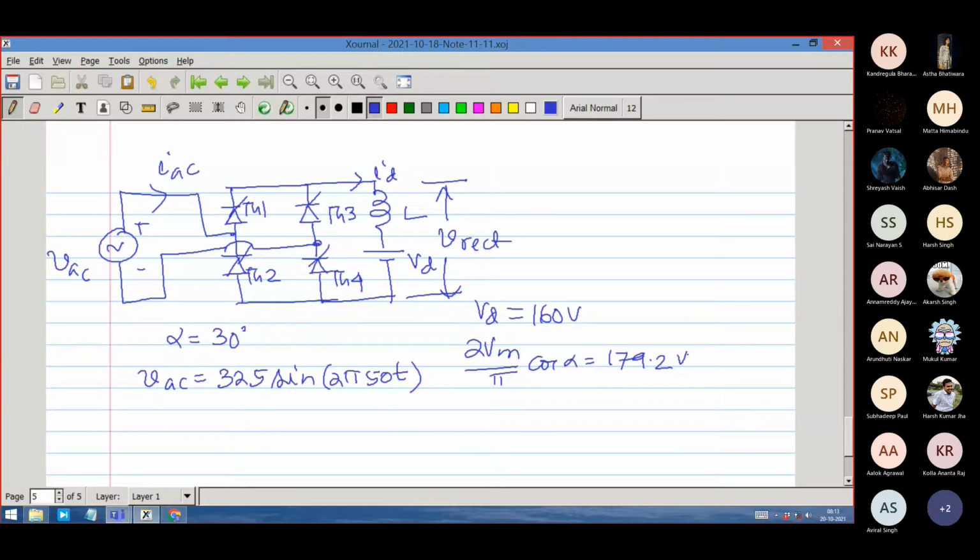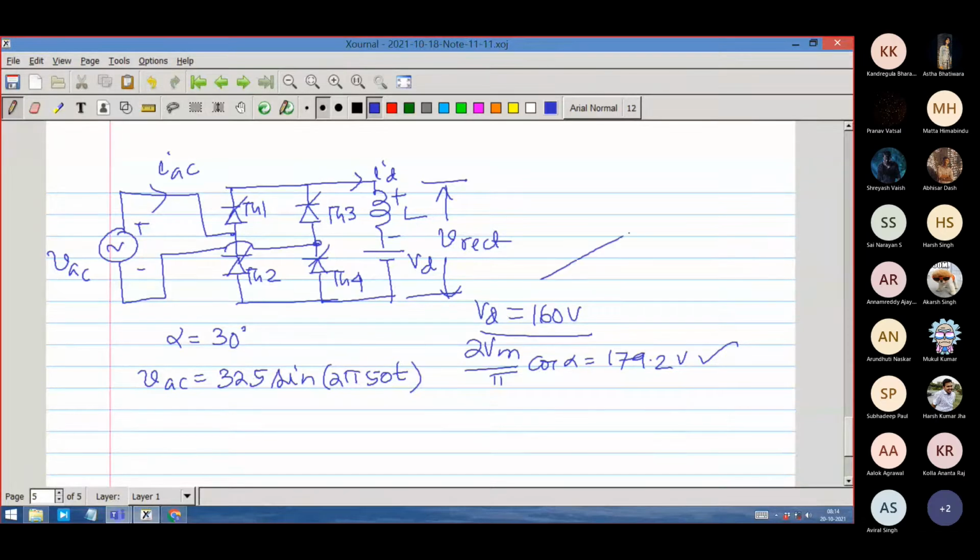If thyristor 1 and thyristor 4 conduct, and assuming that it is in continuous conduction, and it will be in continuous conduction. Why? Because the current never gets an opportunity to come down to 0. Every cycle the average voltage produced by the firing is 179.2, and the DC voltage is 160. So there is an effective positive voltage across this, which means L dI by dt is positive, which means every cycle the current is increasing. Current will not come down to 0.